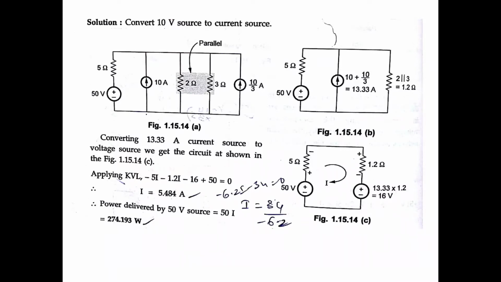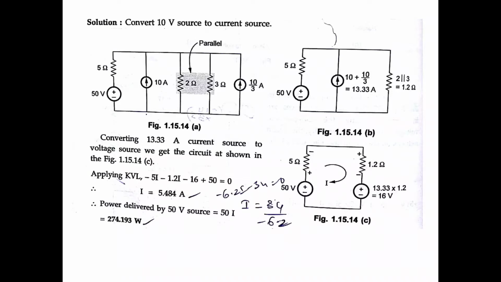Very, very important. How to convert voltage source to current source? That is 10 by 3. Why 10 by 3? V by R, this 3 ohm. 10 by 3. 2 ohm as it is. 2 and 3 ohm are parallel. These two are parallel because of the 3 ohm. 10 by 3. This portion as it is.